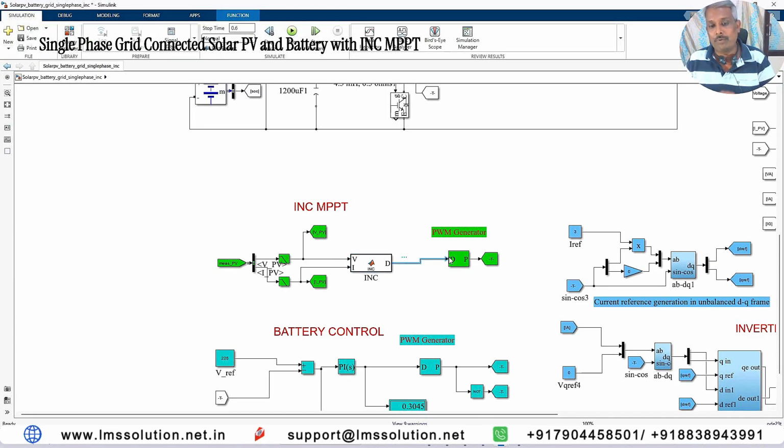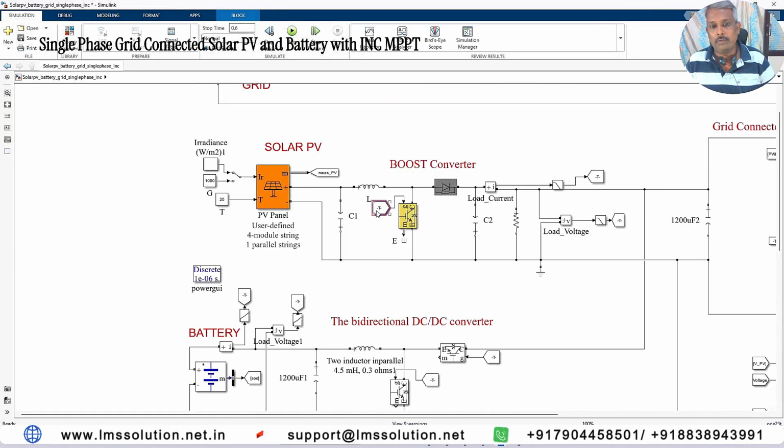Then it is processed via the PWM generator, which generates the pulse. This pulse is given to the boost converter. So here we are giving the pulse from the PWM generator, and it extracts the maximum power from the PV array and also boosts the voltage from 120 to 220 volts. And here we have a local load.